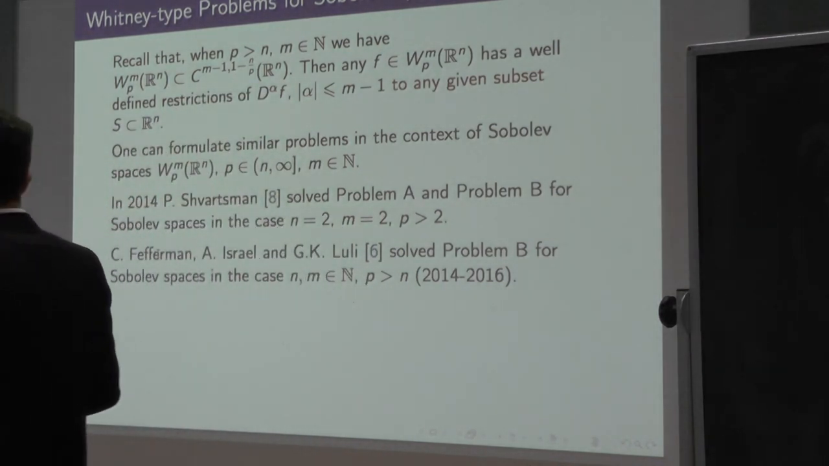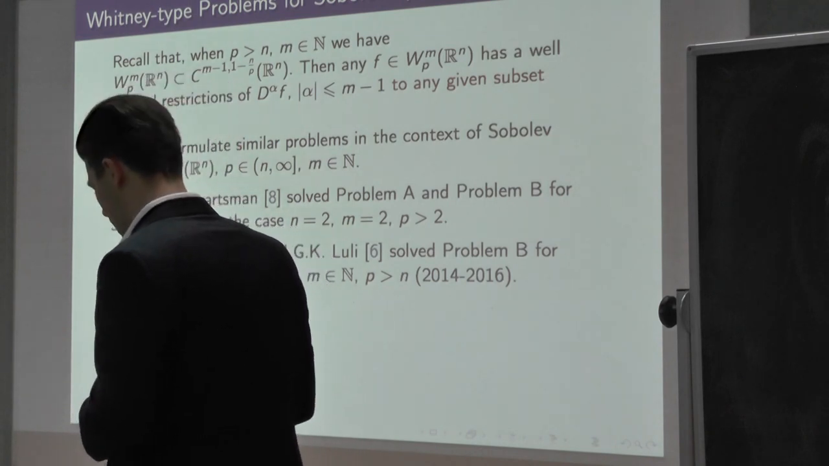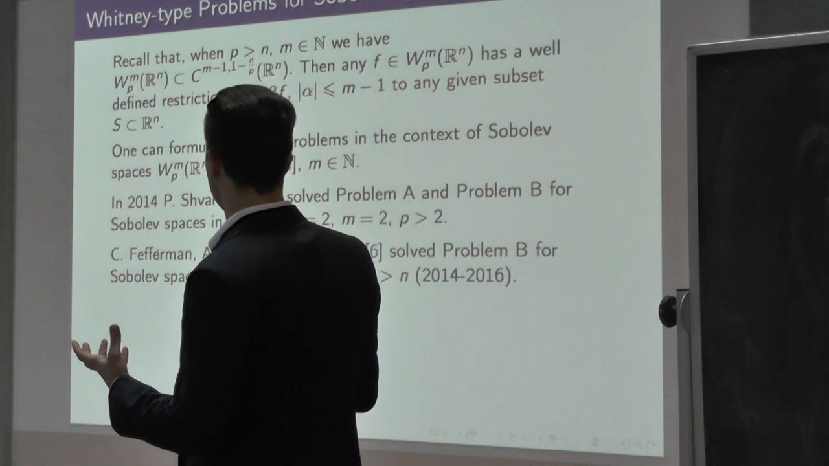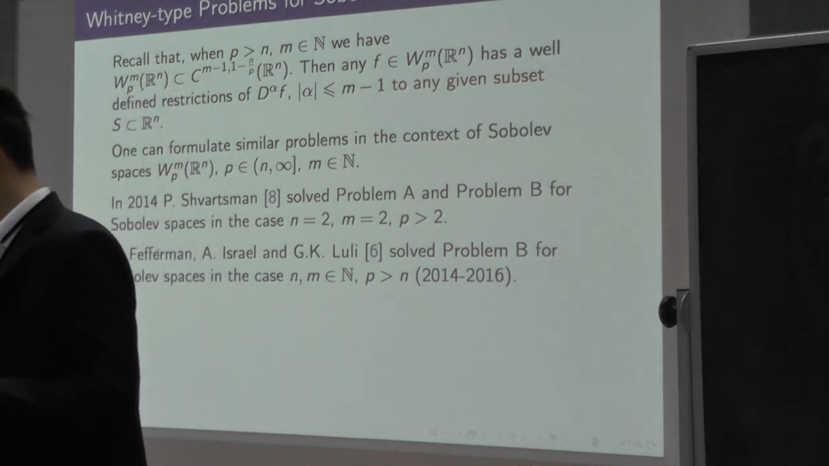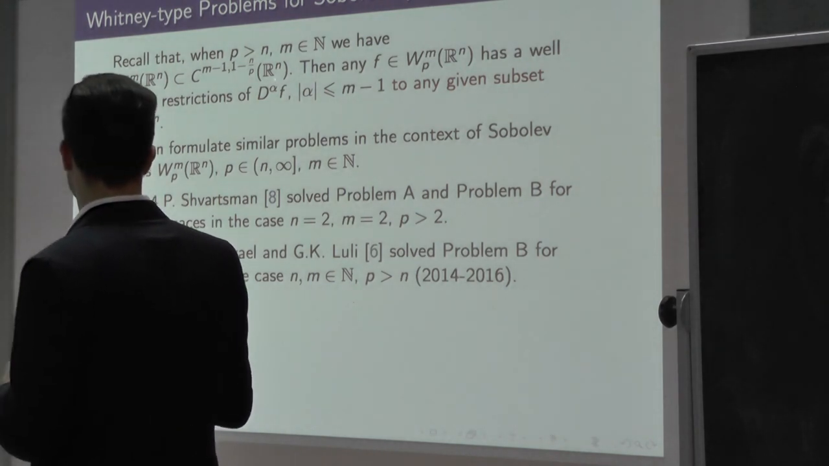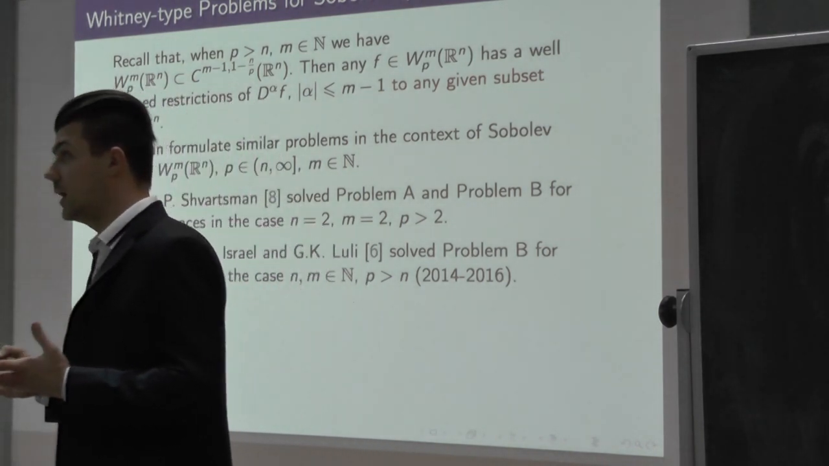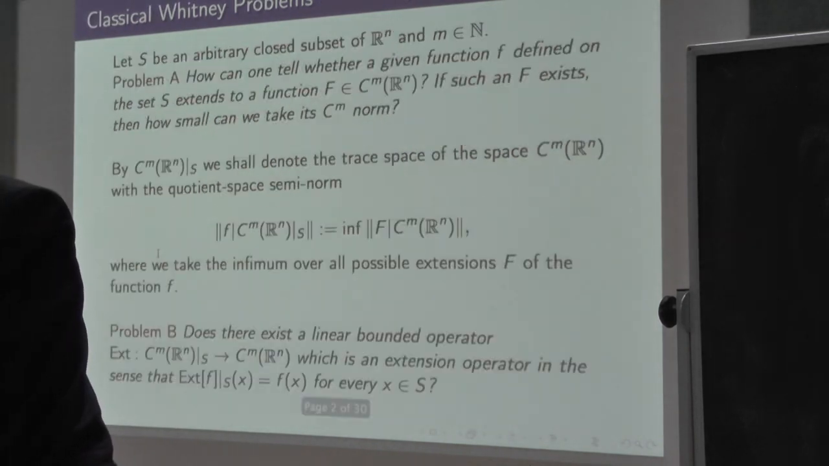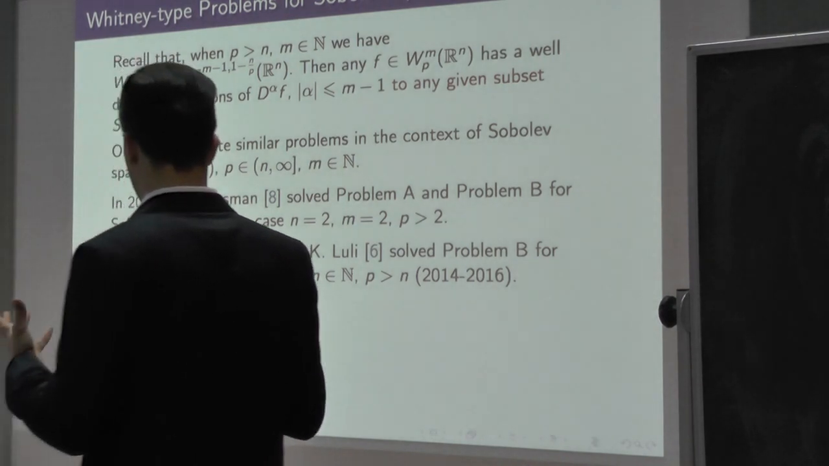We are interested in Whitney problems for Sobolev spaces. First of all, I would like to recall that when p is strictly greater than n and m is natural, the famous Sobolev embedding theorem shows that we have a continuous embedding into the following space. This space is a space of all functions which have continuous derivatives up to the order m minus 1, and all derivatives of order m minus 1 are Hölder continuous with this exponent. So in this case, we can formulate our Whitney problem in the same way as the classical Whitney problem, because in fact every Sobolev function has a good, continuous representative.